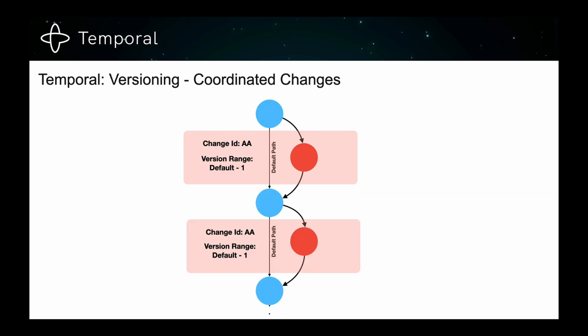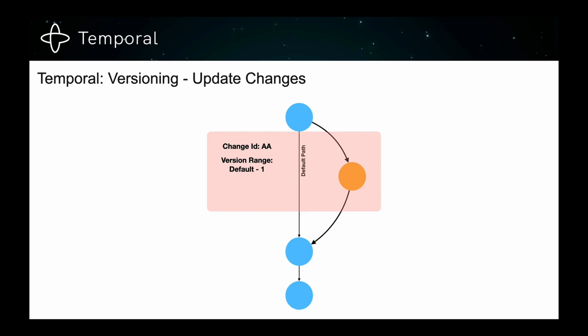Another thing that we can do with Temporal and workflow changes is coordinate them. A lot of times we don't just want to make a change in a single place. Given maybe large workflow definitions, sometimes we have to make changes in multiple places. So what Temporal allows you to do is exactly that. In this case, we want to introduce a change to multiple places in our workflow, and we can then use the same change ID in order to associate those two changes as being done together.